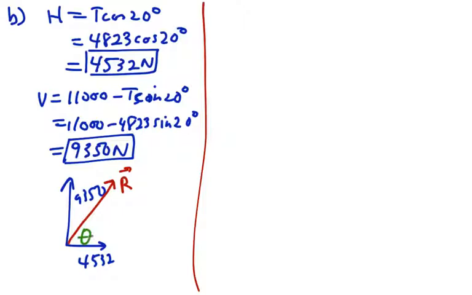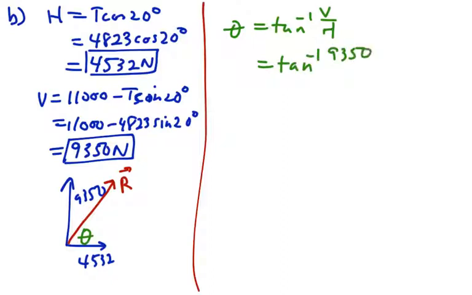So what's the angle for that? Well, the angle will be the inverse tangent of the vertical component over the horizontal component. So that's going to be the inverse tangent of 9,350 over 4,532, and that is equal to 64.1 degrees.